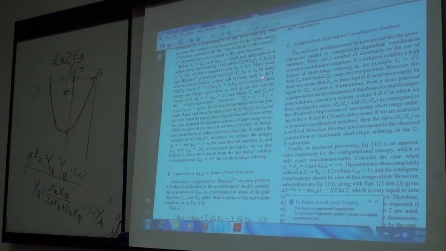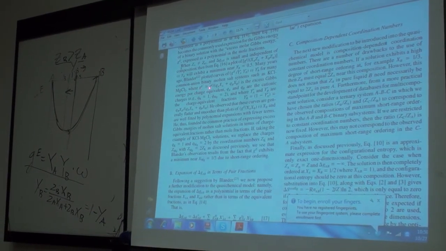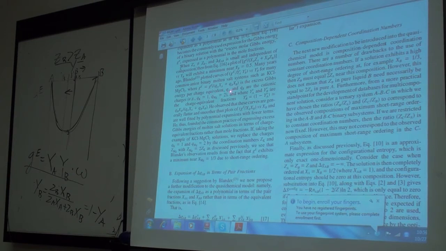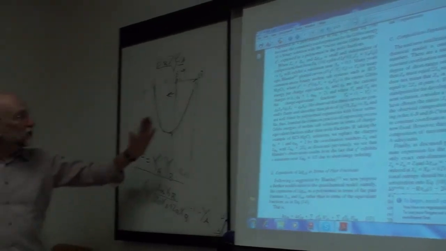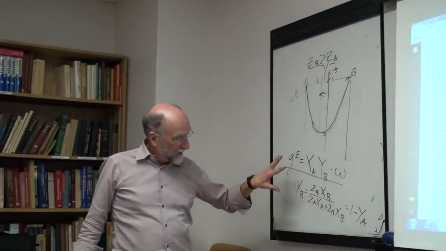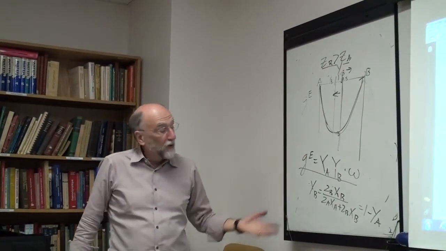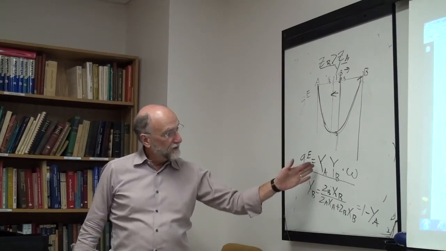Okay, Blander looked at systems like KCl, MgCl2. Okay, you can read that. Anyway, it seems to be because of short-range ordering. So it's an approximate way of taking into account, or the other way of looking at it, replacing the x's by the y's is a way of partially taking into account some short-range ordering in the liquid, while still using the Bragg-Williams type of formalism by simply shifting the peak.